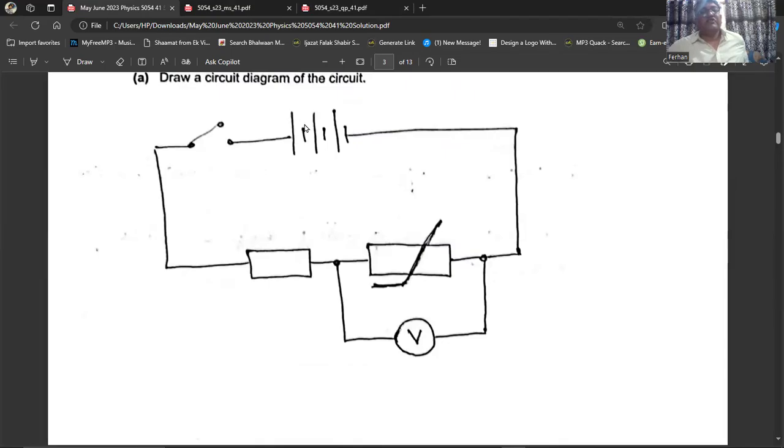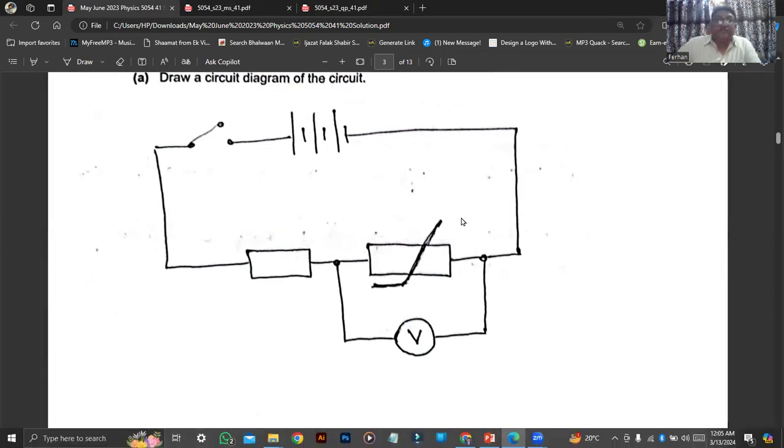So I have to represent this on a circuit diagram. Here, this is that battery, the 3 cells. Here we have the switch. Here we have the fixed resistor. Here is the thermistor. And across the thermistor, we have connected, parallel to the thermistor, a voltmeter. So hopefully you understand.